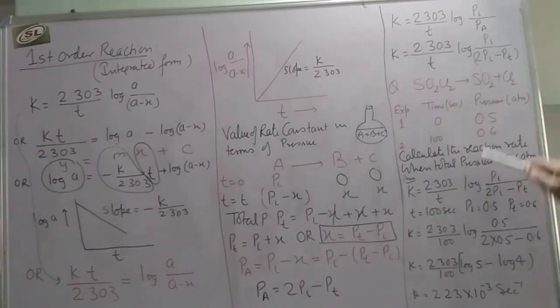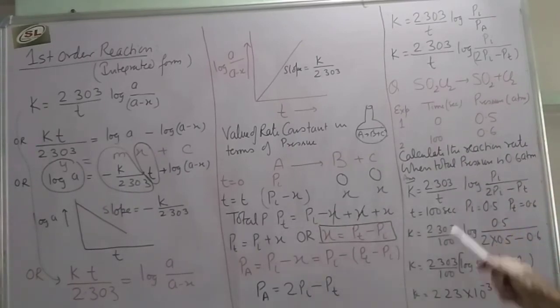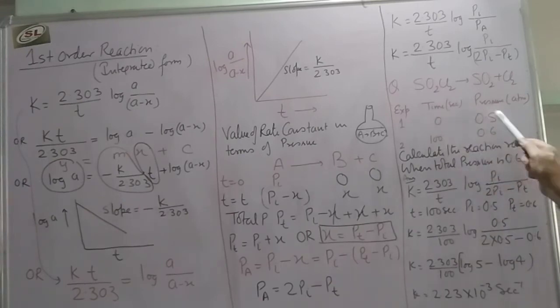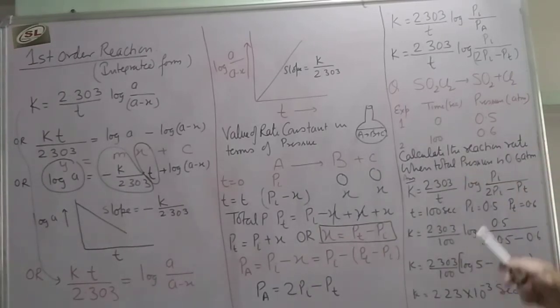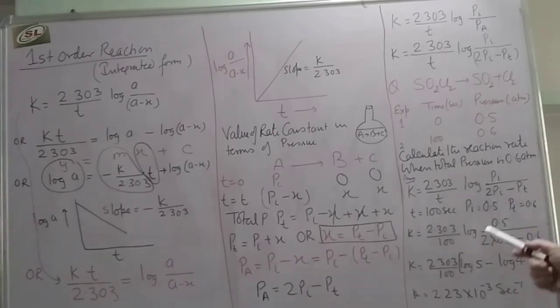We will apply this formula. Time is given as 100 seconds. Initial pressure is 0.5 atm at time 0 and Pt is 0.6 atm at 100 seconds. We will put in the values: Pi is 0.5, so 2 into 0.5, and Pt is 0.6. When we solve it, it will be 0.5 divided by 0.4, so we can write it as log 5 minus log 4. After solving it, it comes to 2.303 × 10^−3 second inverse.